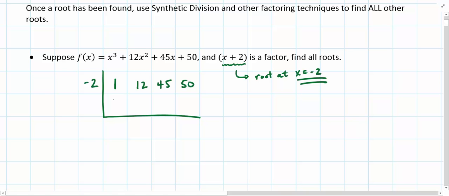So the synthetic division would go like this. I bring the 1 down, multiply the -2 times 1, add these two together. 12 and -2 adds to a 10. 10 times -2 is -20, and 45 minus 20 in this case is 25. -2 times 25 is -50, and we have a remainder of 0, which is what we expected.